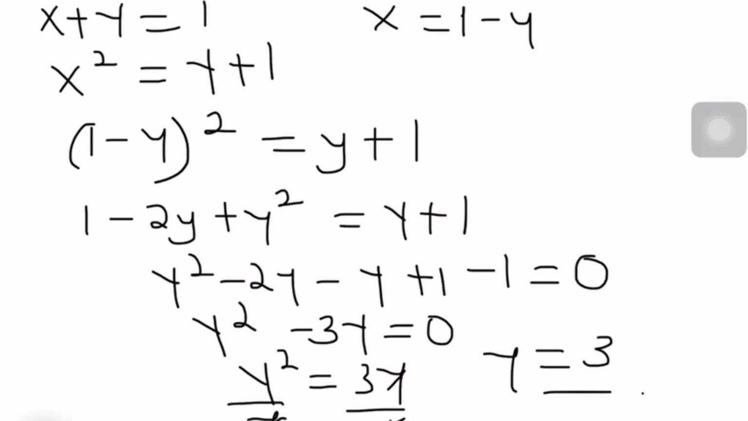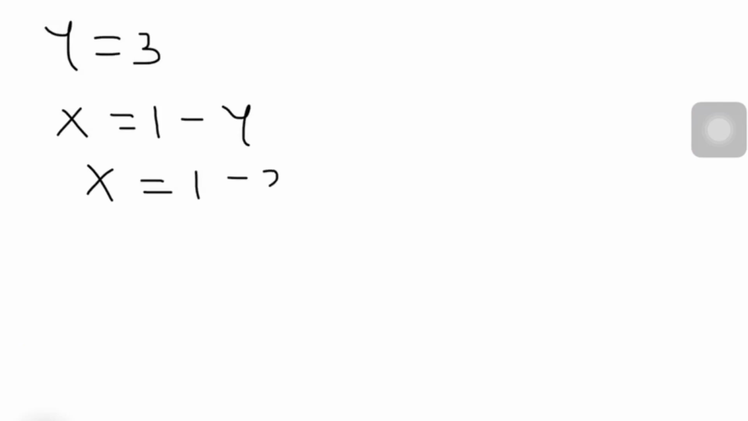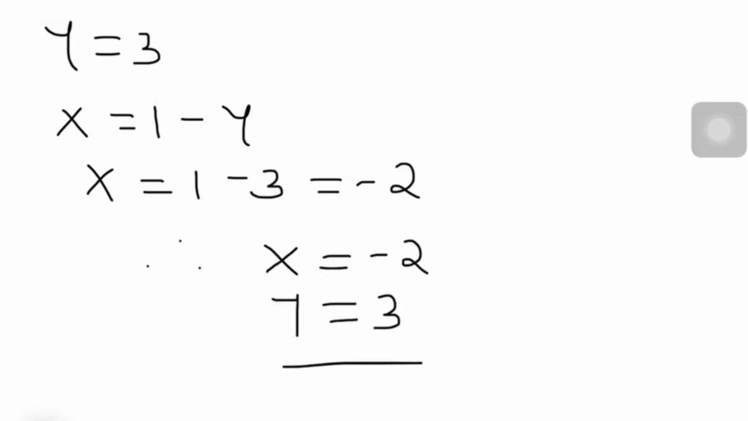And now, since y is equal to 3, what is the value of x? y is equal to 3, and we know that x is equal to 1 minus y. So x is equal to 1 minus 3, which is the same as negative 2. Therefore, we have x is equal to minus 2, while y is equal to 3. And we are done with example number 3.